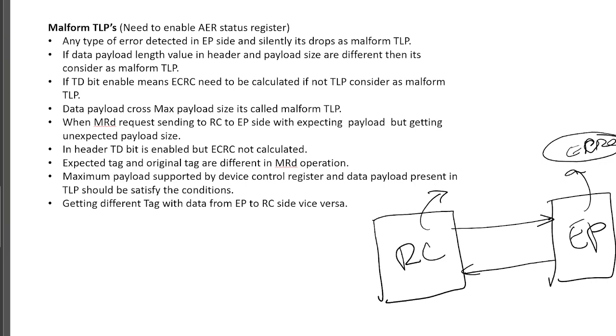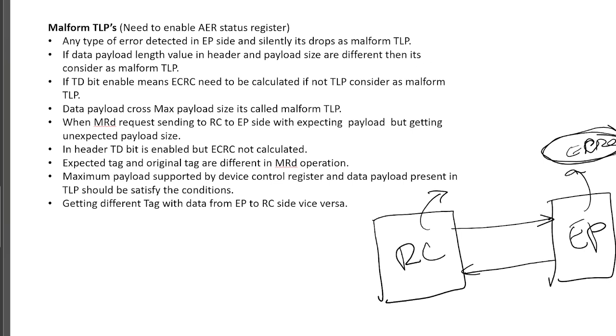Let us take one more scenario. On any error detected on the EP side, it silently drops the packet as malformed. One scenario is an ECRC error. Maybe any other issue, maybe the address is not present. Whatever issue comes up, we call it a Malformed TLP. If the data payload length value in the header and the payload size are different, then it's considered a Malformed TLP.